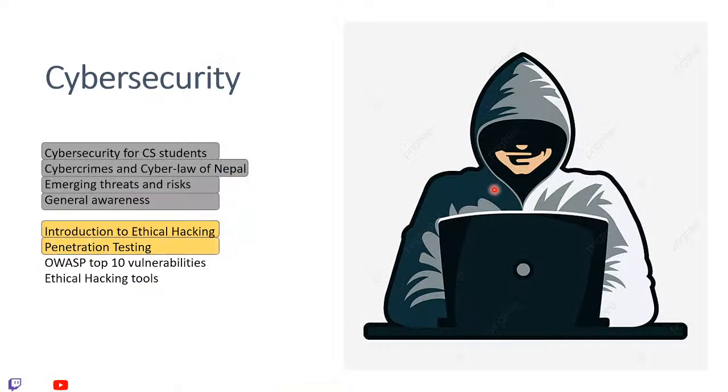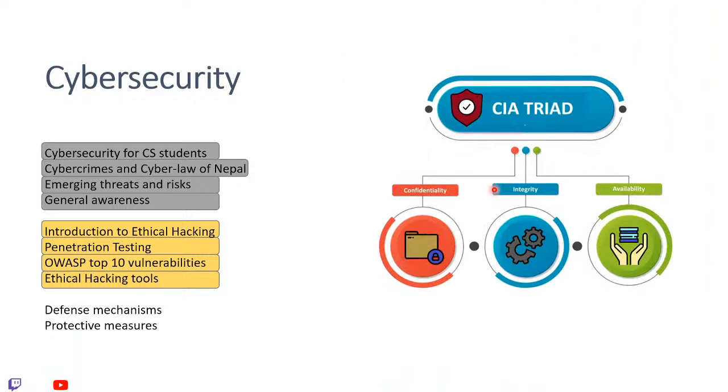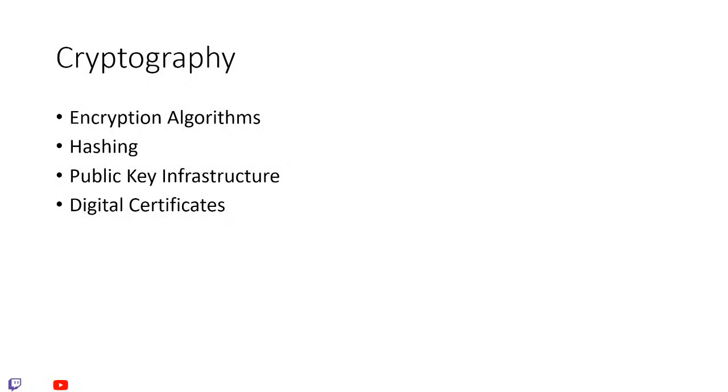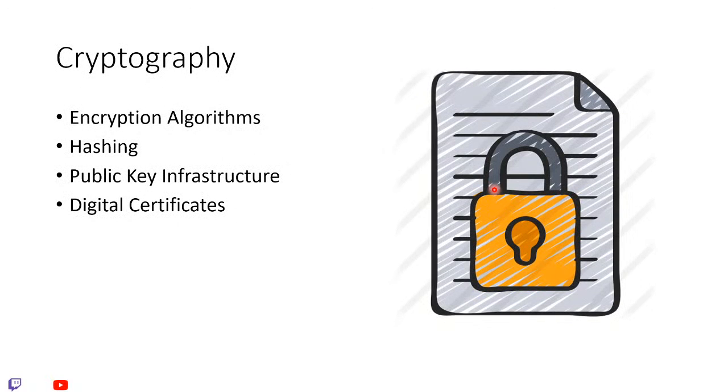Penetration testing, OWASP top 10 vulnerabilities, ethical hacking tools. We will be learning all these four things. Then the defense mechanisms and protective measures. Cryptography is also known as encryption algorithms, hashing, public key infrastructure, and digital certificates. These all come under cryptography.